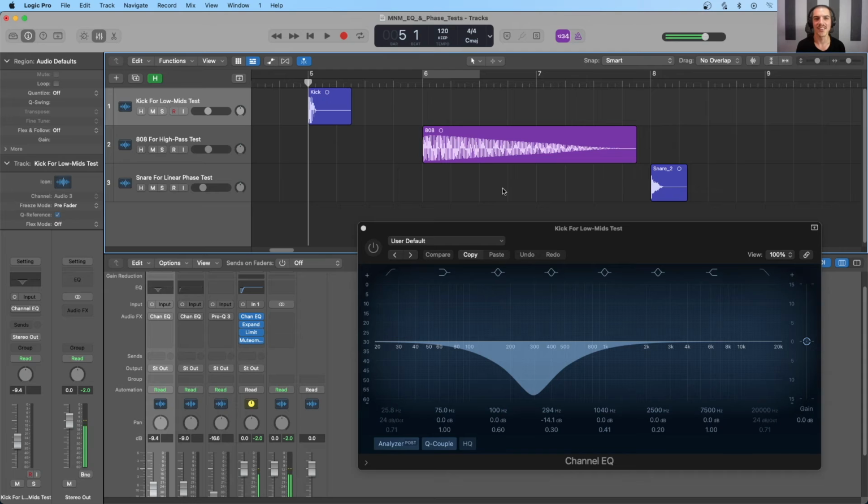All right, here we are inside of Logic Pro, and in this little test session I have right here, I'd like to show you how the EQ moves we make will alter the phase and show you the differences in the waveforms between an original signal and that which has been affected by EQ.